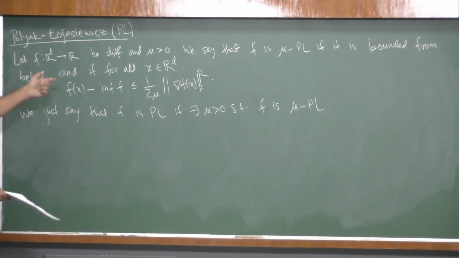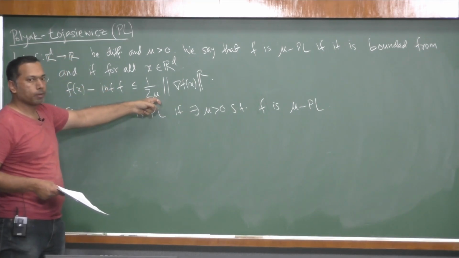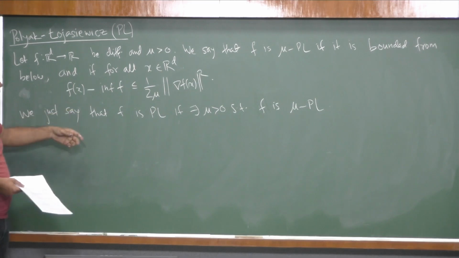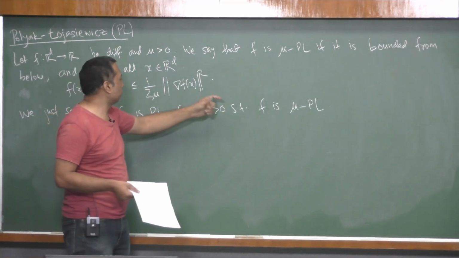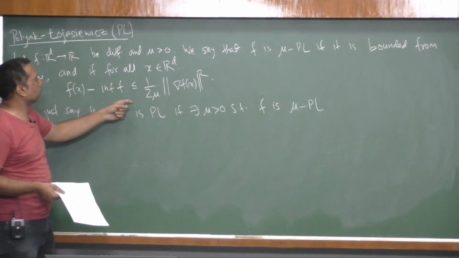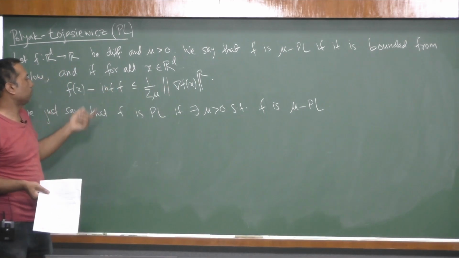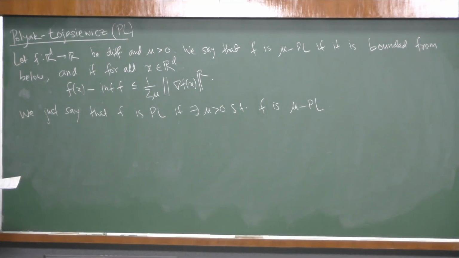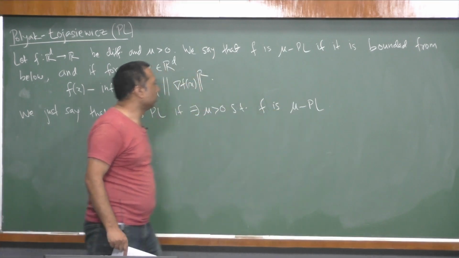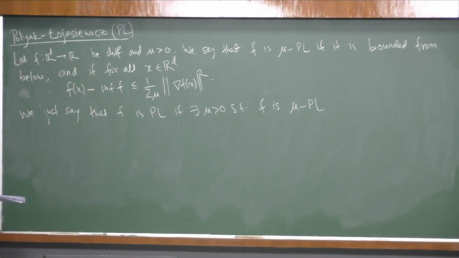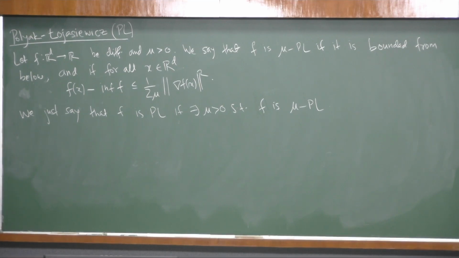And we specify mu PL when it is associated with this mu, right? In general we say it's simply PL if I can find a mu for which it is mu PL. So this condition is a mu PL because there is a mu for which the PL is satisfied. Usually you can ignore saying mu each time, but in hindsight you have the knowledge that there is some mu for which the PL condition is satisfied.